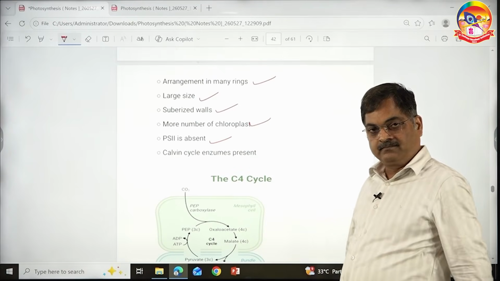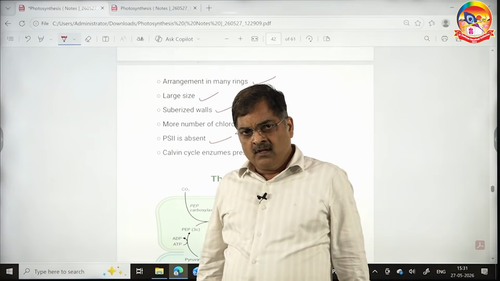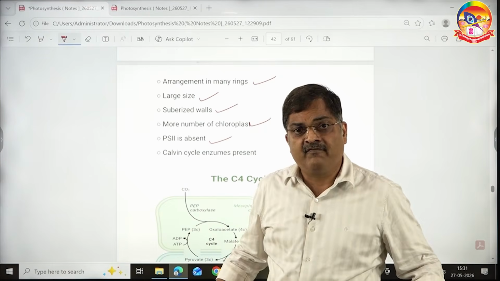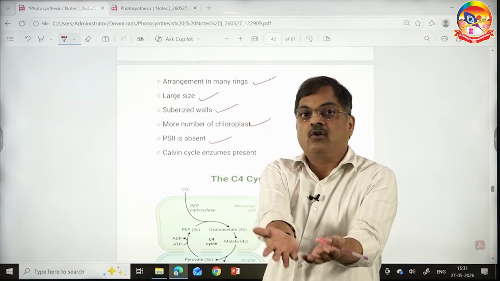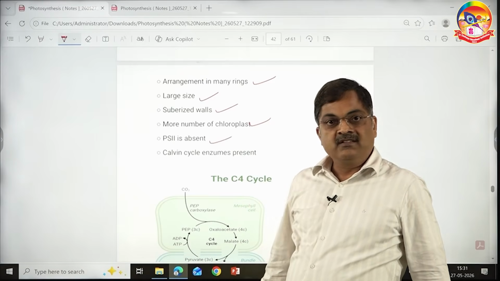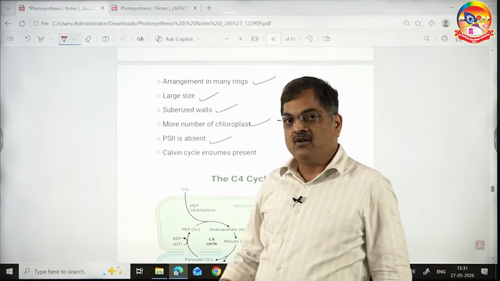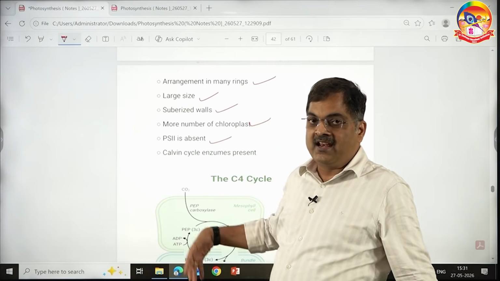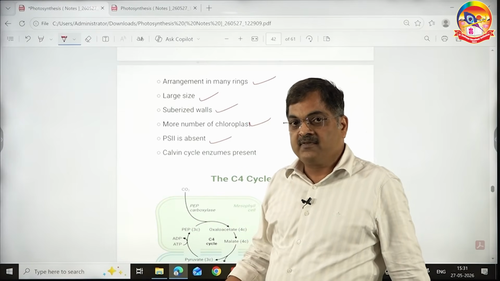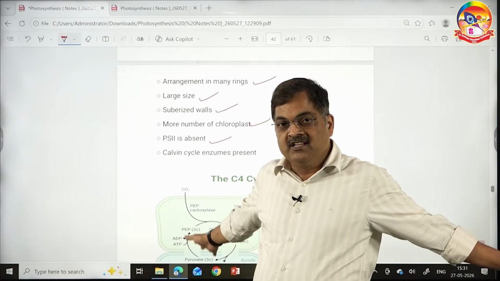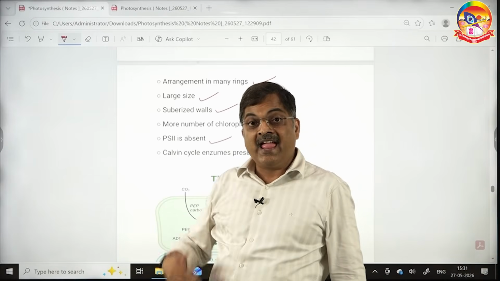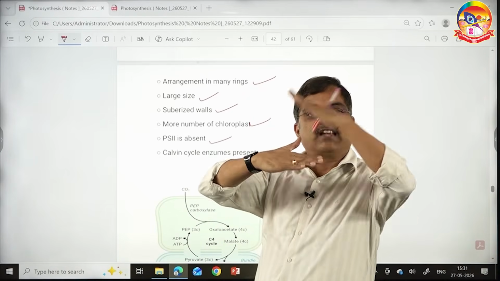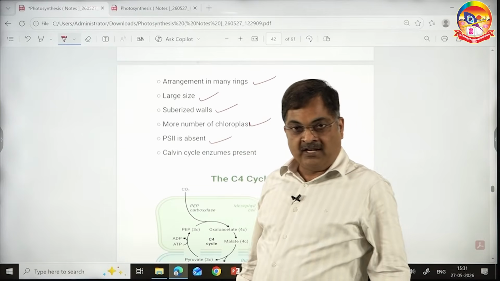PS2 is absent. Interesting. Why is PS2 absent? If PS2 is there, there is photolysis of water. If photolysis of water is there, oxygen release will be there. Bundle sheath cells do not want any oxygen. That is the reason they are suberized. So if PS2 is there in bundle sheath, there is a chance for oxygen release. That is the reason they are agranal chloroplasts. Thylakoids don't stack to form grana in bundle sheath.